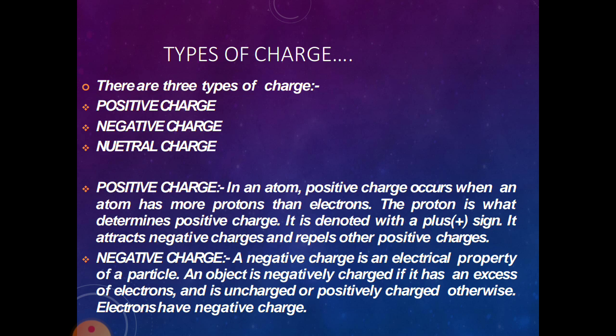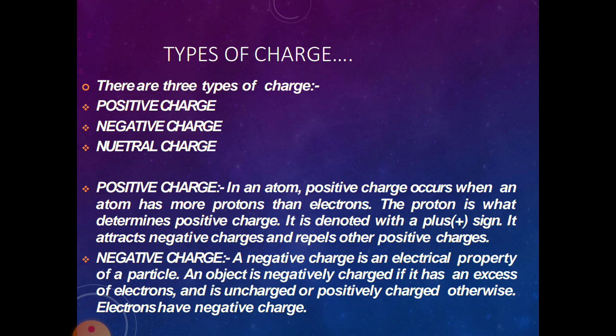So let's learn about types of charge. There are three types of charge. First, positive charge, second, negative charge, and third, neutral charge. Let's learn positive charge. In an atom, positive charge occurs when an atom has more protons than electrons. The proton is what determines positive charge. It is denoted with a plus sign. It attracts negative charges and repels other positive charges.